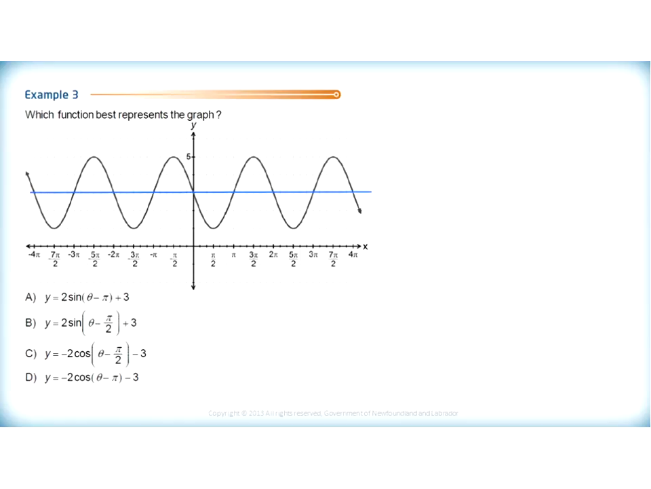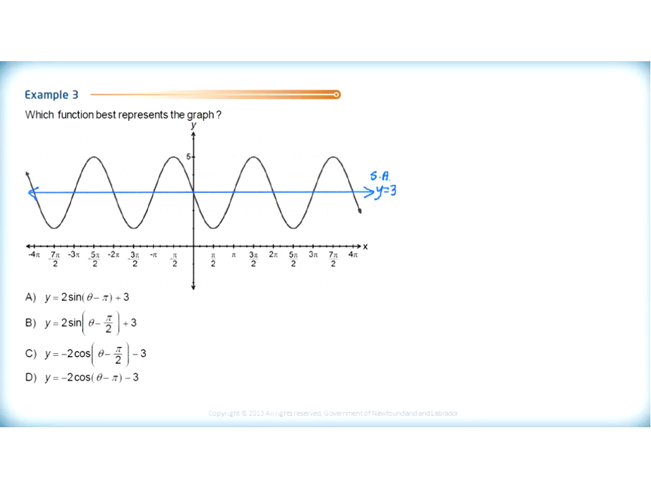That's incorrect. No, it is correct, sorry. So that line there passes through y equals 3. That's the equation of your sinusoidal axis.